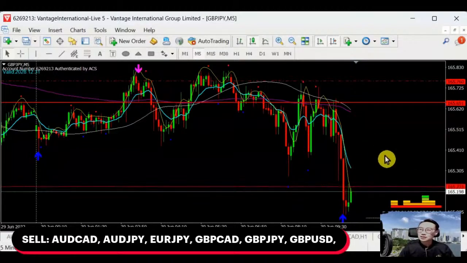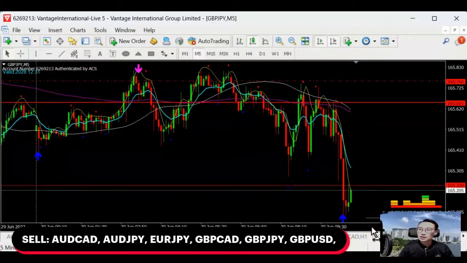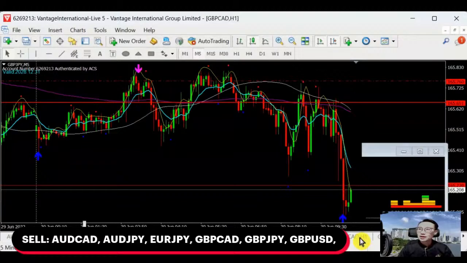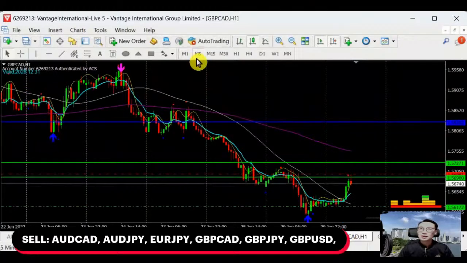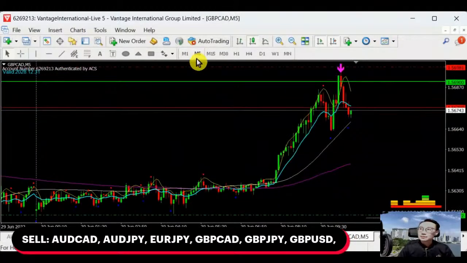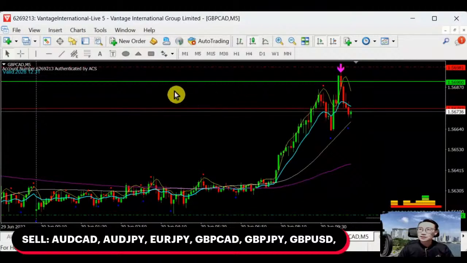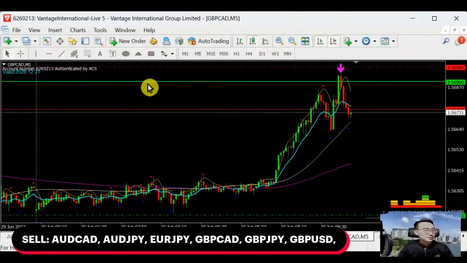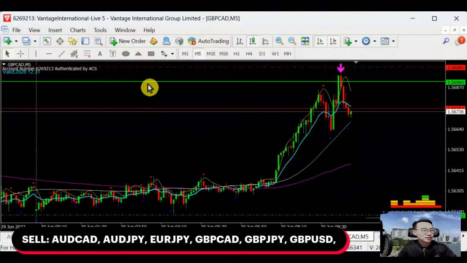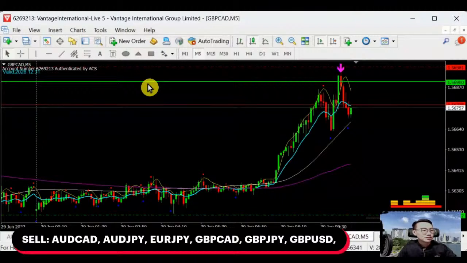Pound yen, let's wait for another round, if there's another round. So probably this is a pullback. Let's take a look at pound cat. Pound cat is still along the way and still not there yet. So hang on first. I guess something there. I think this is something that we should be looking at.